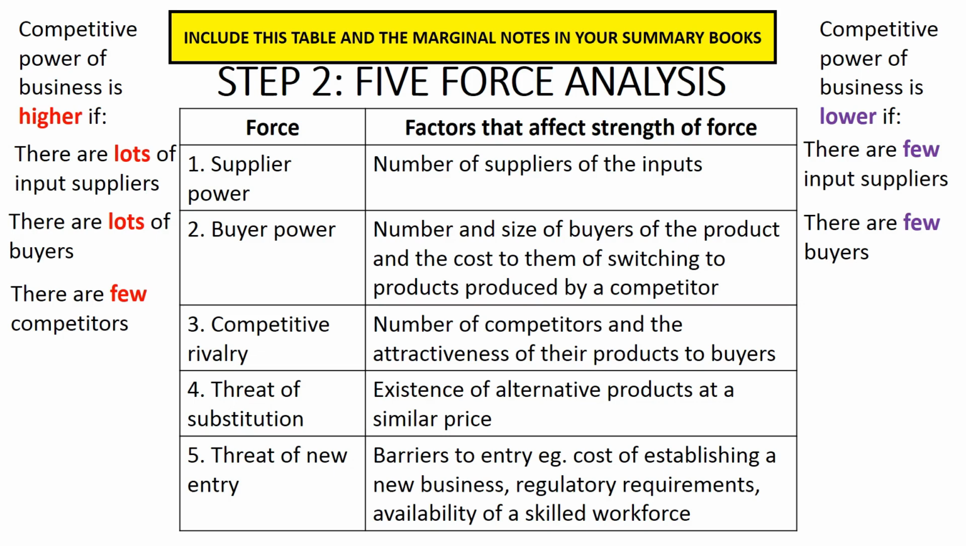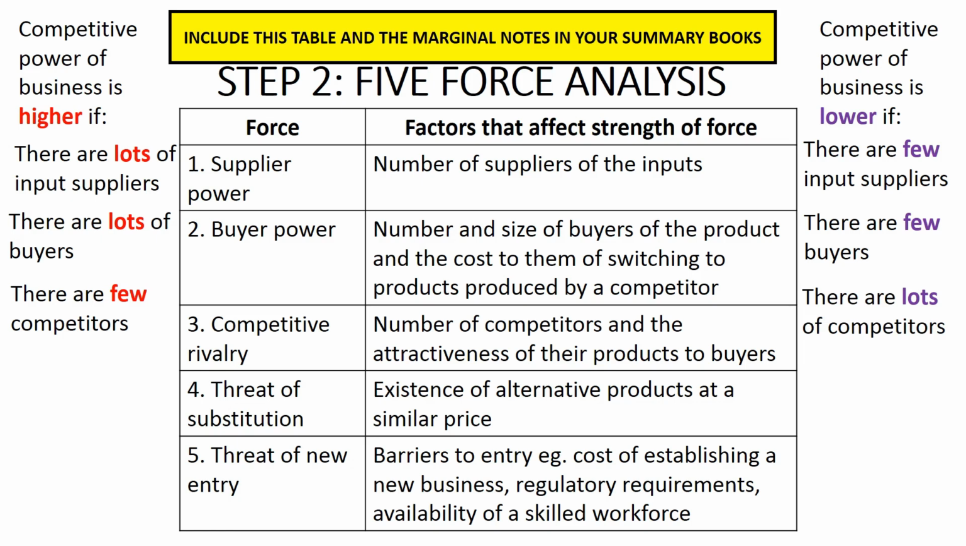Similarly, if the business produces a particularly attractive product, that is one that has features that are particularly valued by the buyers, then again they are going to be less willing to switch to a product produced by a competitor, even if they're not so happy with the business, for example, because the business increases the price of its product. In that case, the competitive power of the business is high. Conversely, the competitive power of a business will generally be lower if there are lots of competitors.